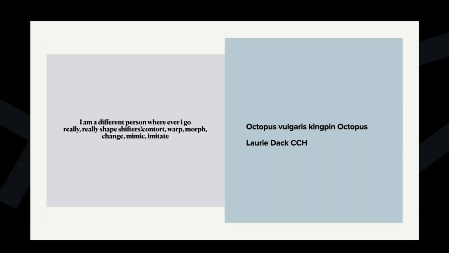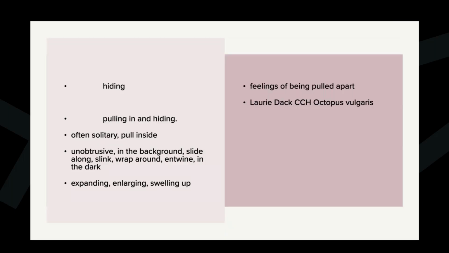And she said, what it is, is I'm a different person wherever I go. Really, really shapeshifters: contort, warp, morph, change, mimic, imitate. That's what these people were like. I'm a different person here than I am here, even as adults at their jobs, everywhere they go, they're different. So they can fit in. They're hiding, pulling in and hiding, often solitary and pull inside. They're unobtrusive in the background, slide along, slink, wrap around, and twine in the dark. They also talk about expanding, enlarging, swelling up. That's like the cysts building up, right? And everything coming out, and feelings of being pulled apart.